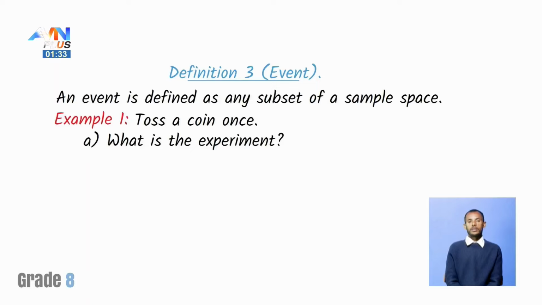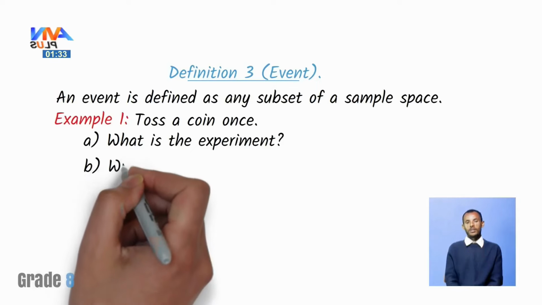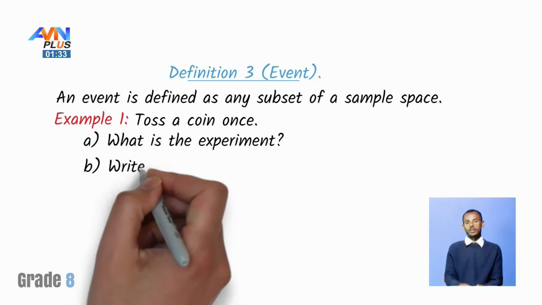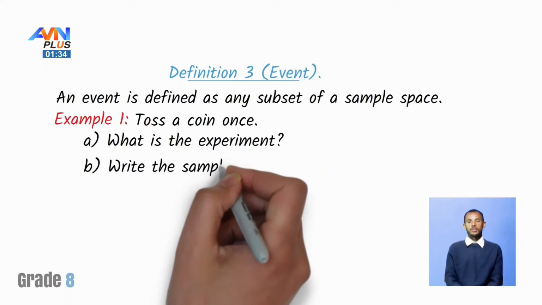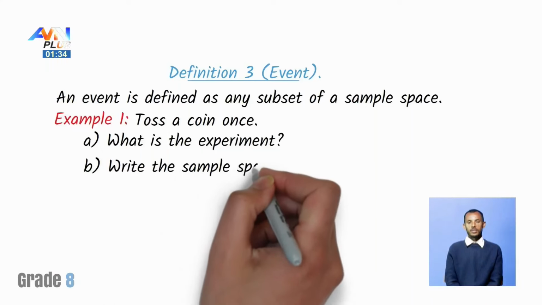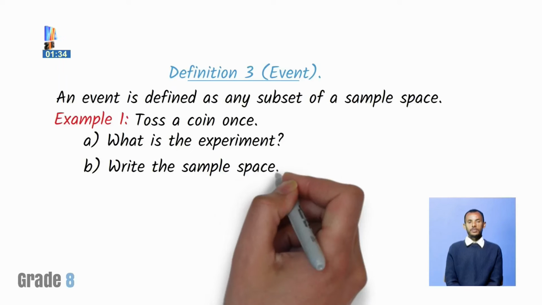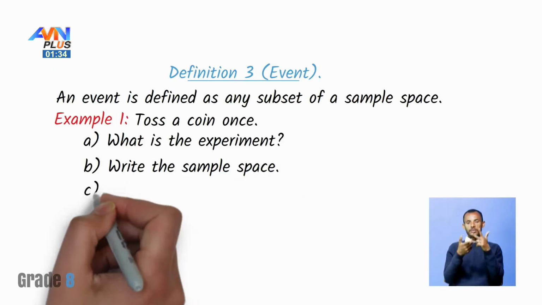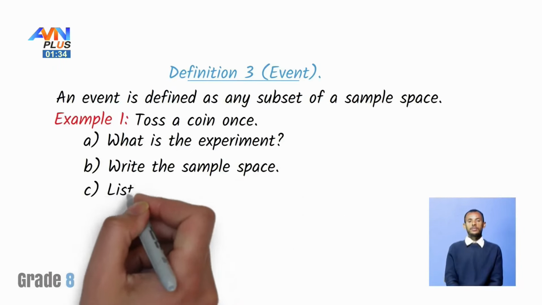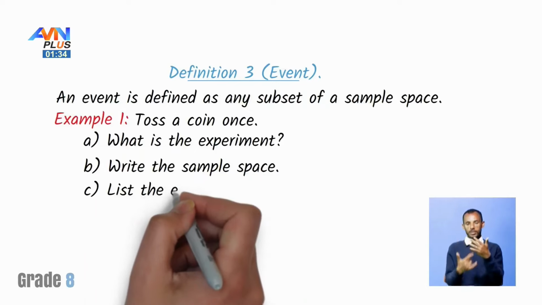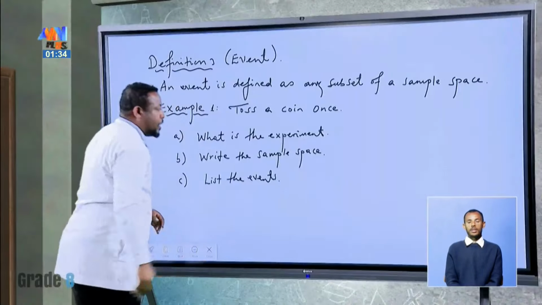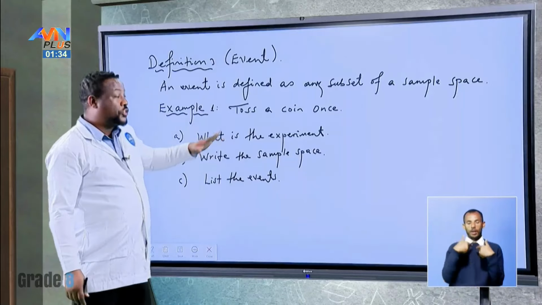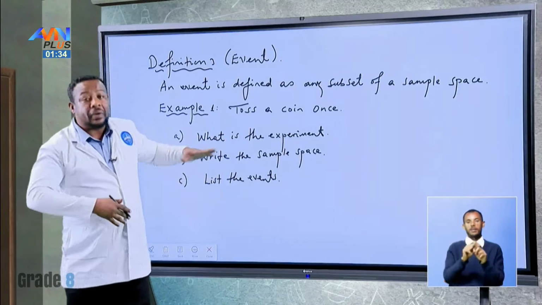The second one is, write the sample space. The third one is, list the events. Well, we have defined these three terms earlier.